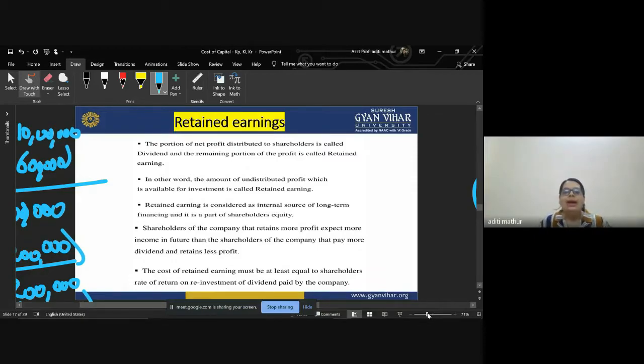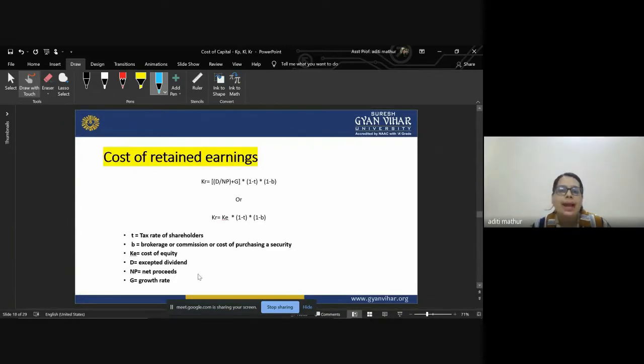And that is why, whenever it is time to take decisions related to the dividend, it is a very crucial decision, and the finance manager and the board of directors have to take it with a very conscious mind, right? The cost of retained earnings must be at least equal to the shareholders' rate of return on reinvestment of dividend paid to the company. Now let us see how to calculate the cost of retained earnings.